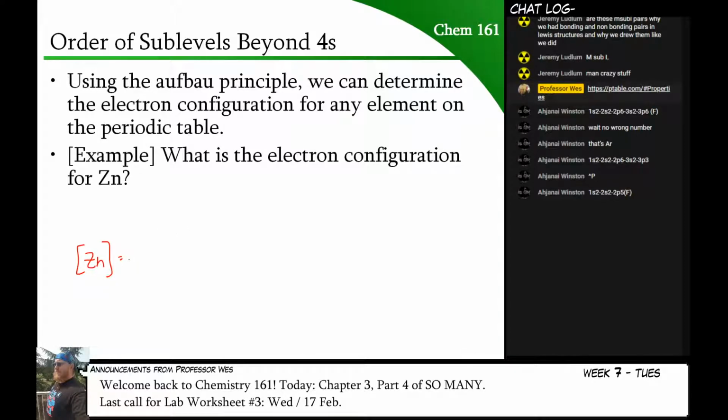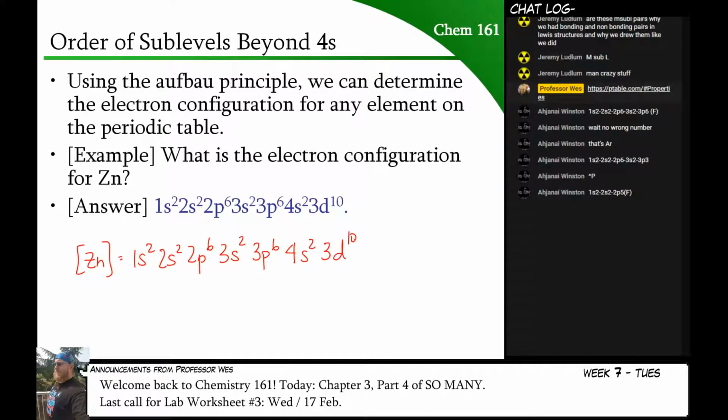So there's 30 electrons, and we're going to fill them in the order of the Aufbau principle. So 1s2, 2s2, 2p6, 3s2, 3p6, 4s2, 3d. How many more do I need? 2, 4, 10, 12, 18, 20. There you go. Perfect. 30. So that should be the electron configuration that you get there.